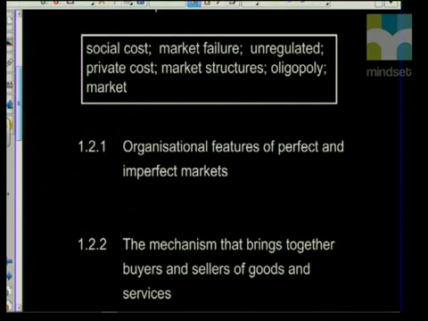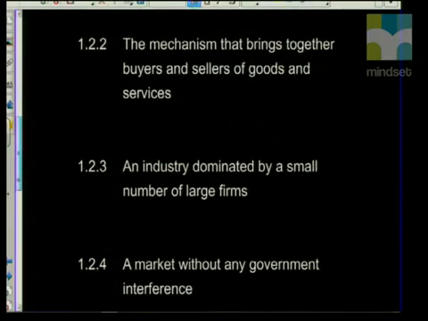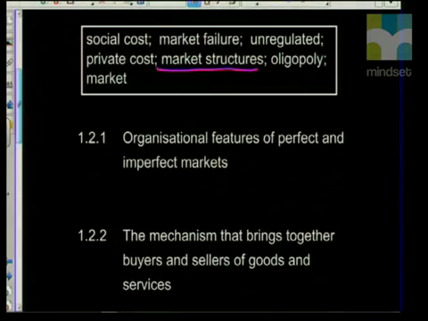Now, question 1.2.1, organizational features of perfect and imperfect market. That refers to market structures. 1.2.2, the mechanism that brings together buyers and sellers of goods and services. Let's look at the options again. The answer here is a market.